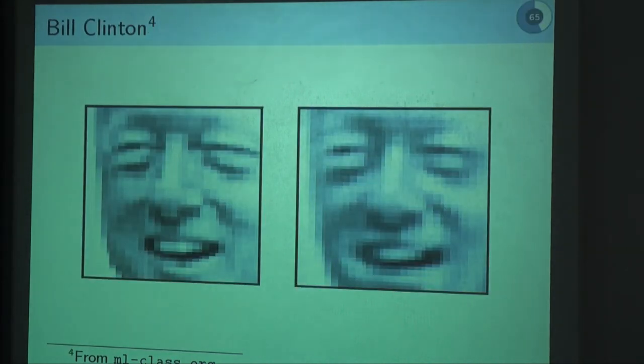And here is one of the images enlarged, which is supposed to be Bill Clinton. This is the original image, and this is the reconstruction from the projected data. Yeah? And I don't know, in which of the two images do you recognize Clinton better? Who would say it's the left? Who says it's the right? Nobody. Okay, so some information about Bill Clinton was lost in the 100 dimensions.